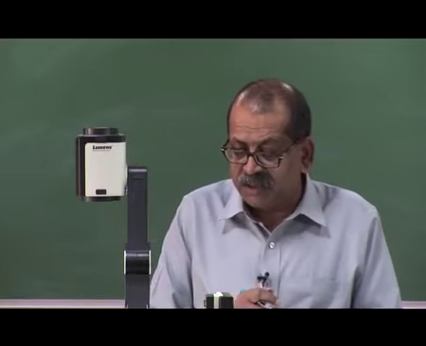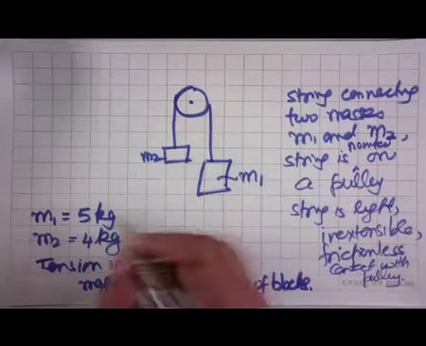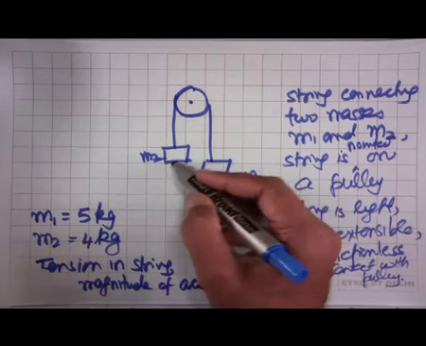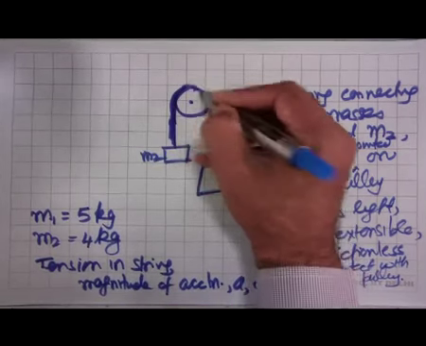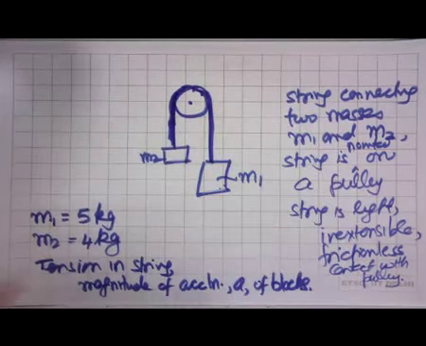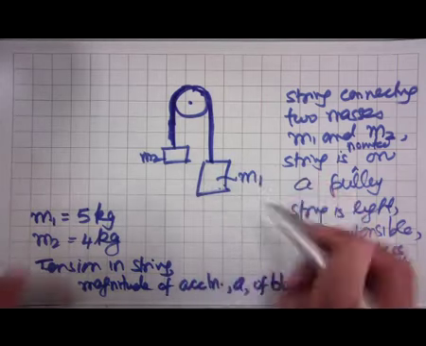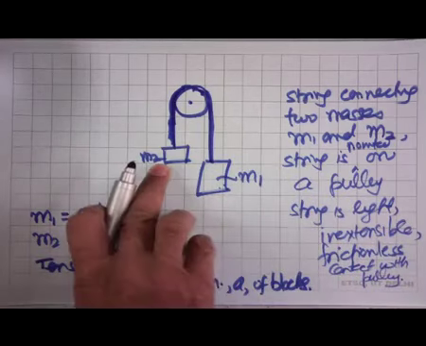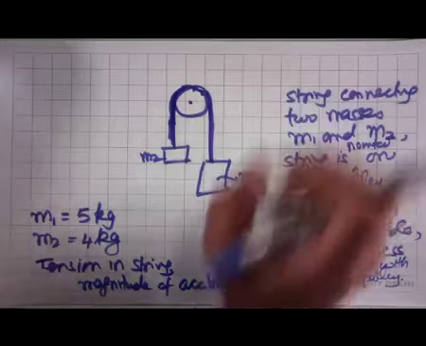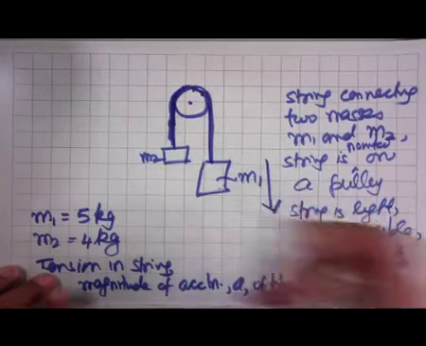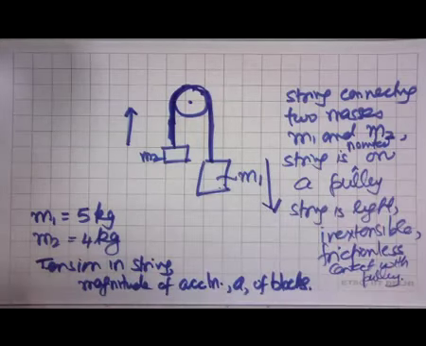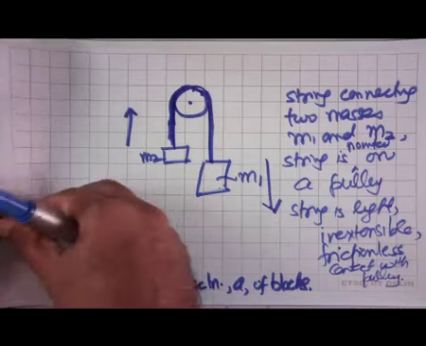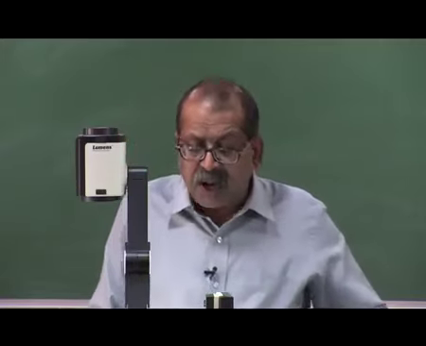Now, let us start analyzing this problem. What we find is mass m1 is 5 kgs, m2 is 4 kgs, and this is the string, which I am showing as a double line, going over a pulley. The contact with the pulley is frictionless. Since mass 1 is heavier than mass 2, mass 1 will start to move down and mass 2 will start to move up if we leave the system as it is. So, let us start analyzing the problem and solve this.